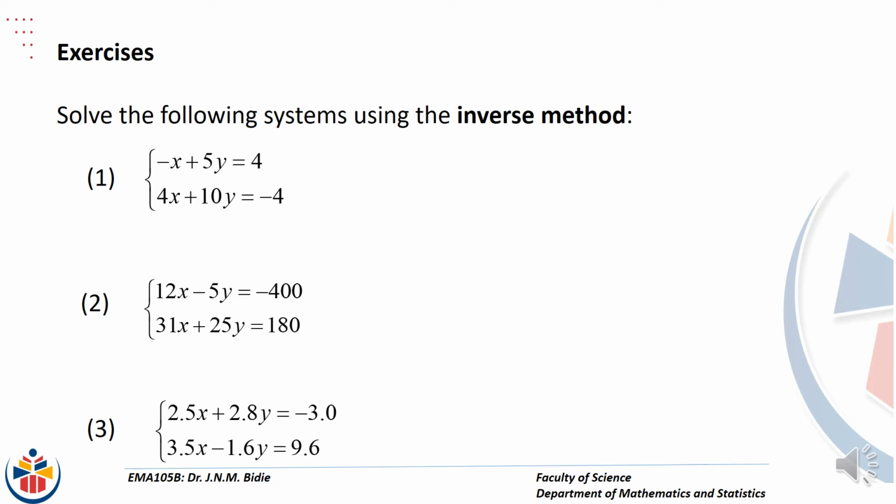Now here are exercises where you're supposed to use the inverse method. So remember, first step, write the matrix format of the given system. Find the inverse of the coefficient matrix and then multiply that with a constant matrix, and then you'll have solved x and y.